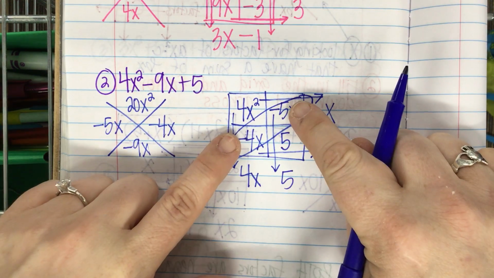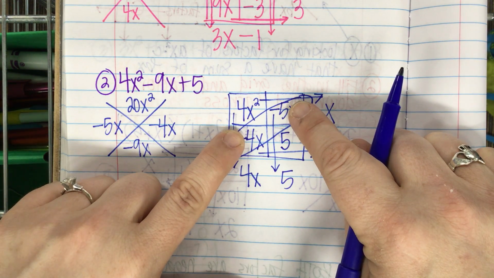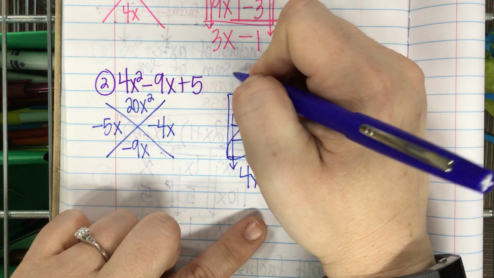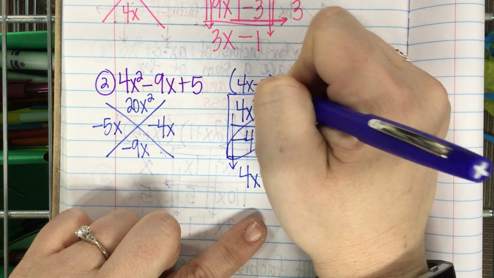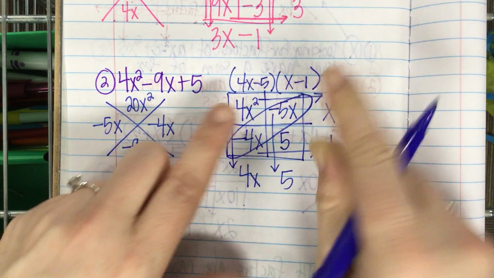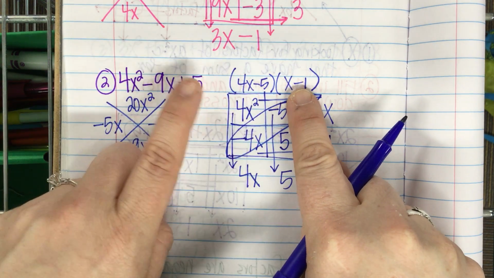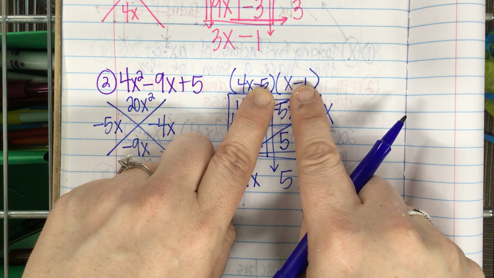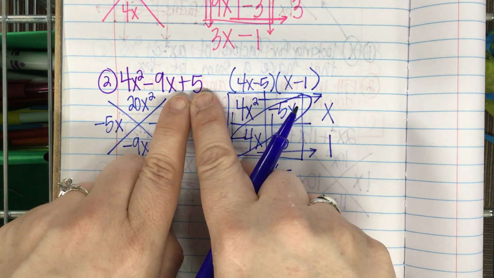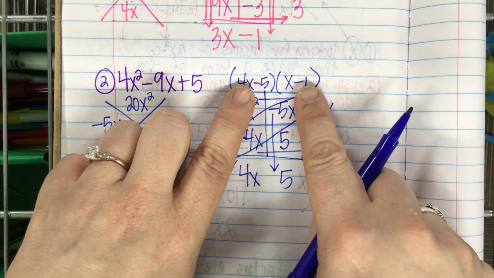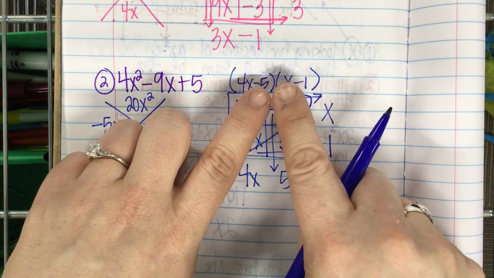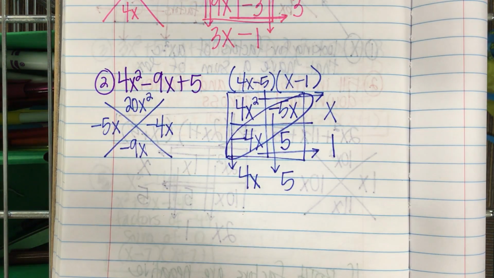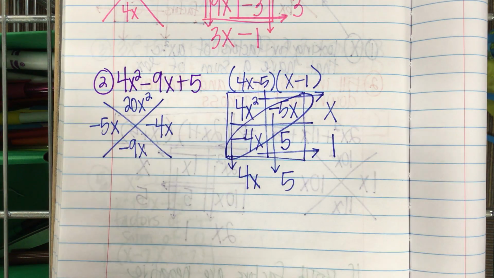But since both factors were negative, both these problems will be minus. 4x minus 5 and x minus 1. Because here's why. Negative 5 times negative 1 makes what? Positive 5, right? And negative 4x and negative 5x make negative 9. One more?